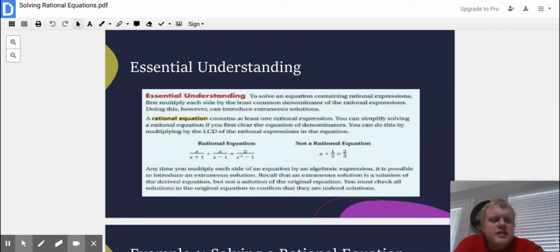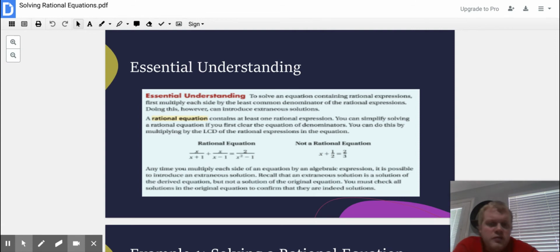So to solve an equation containing rational expressions, first multiply each side by the least common denominator of the rational expressions. Doing this, however, can introduce extraneous solutions. A rational equation contains at least one rational expression. You can simplify solving a rational equation if you first clear the equation of denominators. You can do this by multiplying by the LCD of the rational expressions in the equation.